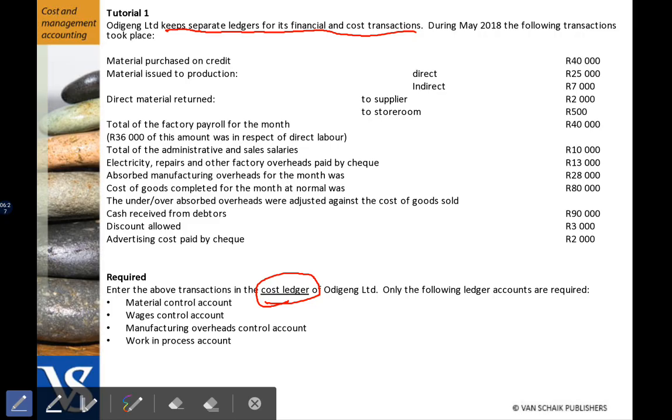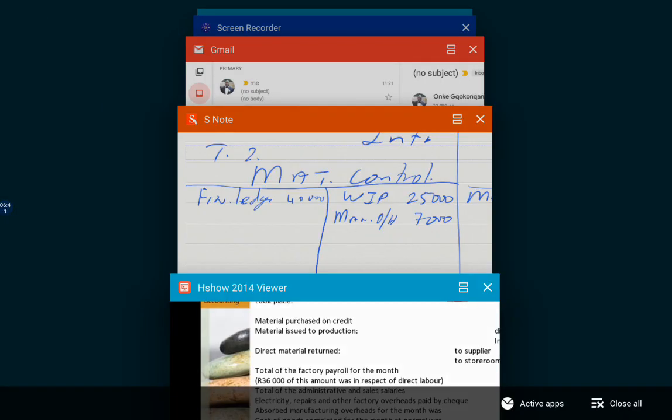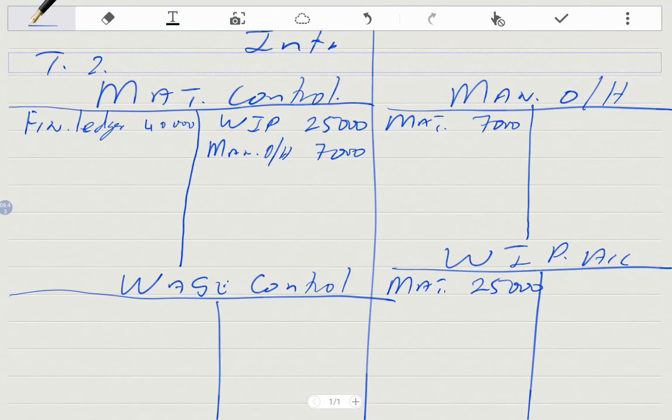Then direct material returns to supplier is 2,000, and returns back to storeroom is 500. So when we say that we transfer from the storeroom to the supplier, it means that it will go back to our creditor. So we'll come here.